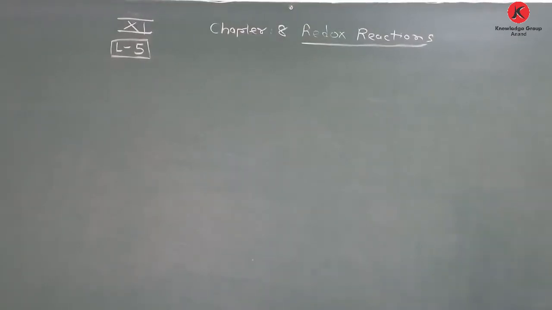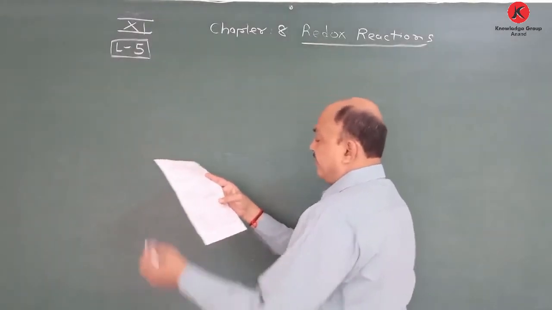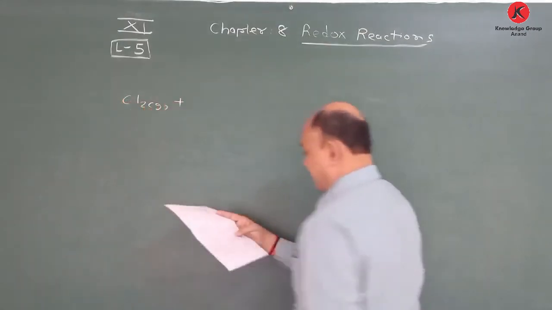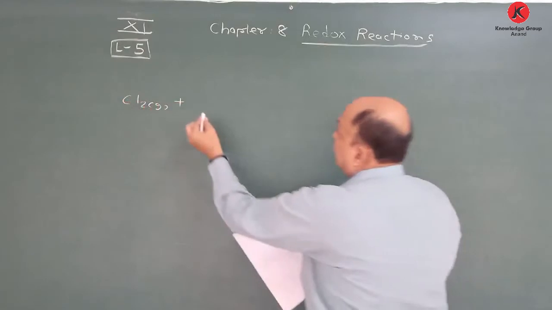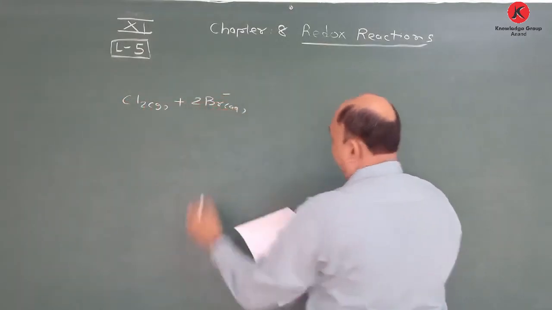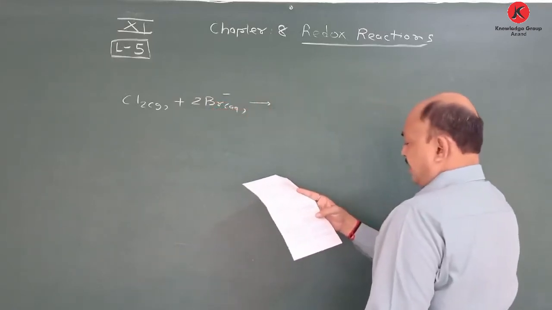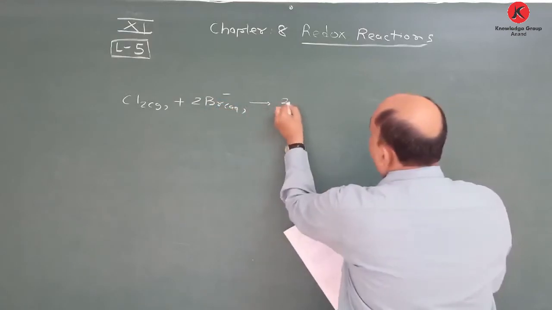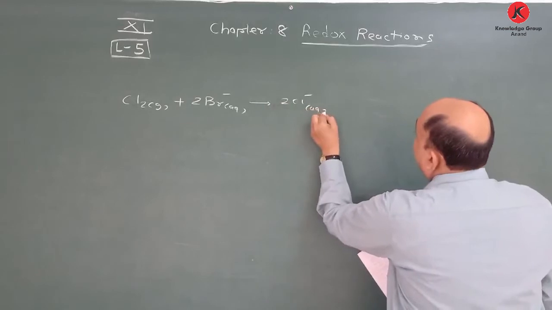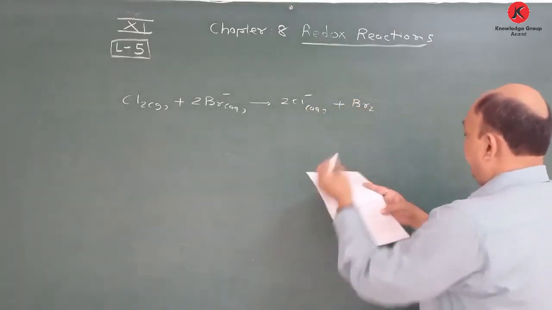Okay, now the next reaction in your NCERT textbook is given. Let me write it. Cl2 gas plus 2Br minus aqueous gives 2Cl minus aqueous plus Br2 in liquid form.